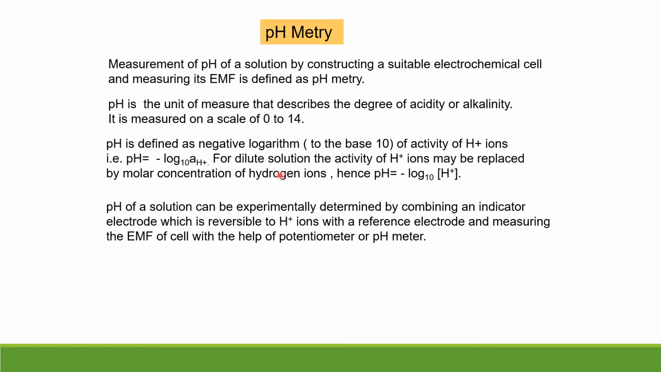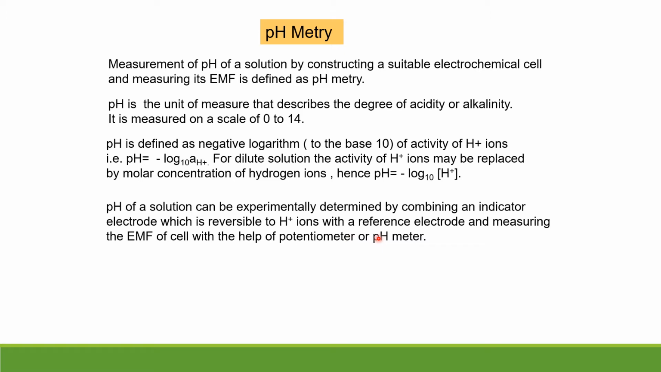Now for dilute solution, the activity of H plus ions may be replaced by molar concentration of hydrogen ions, and hence the formula of pH becomes minus logarithm of H plus ion concentration to the base 10. pH of a solution can be experimentally determined by combining an indicator electrode, which is reversible to H plus ions, with a reference electrode and measuring the EMF of the cell with the help of potentiometer or pH meter.